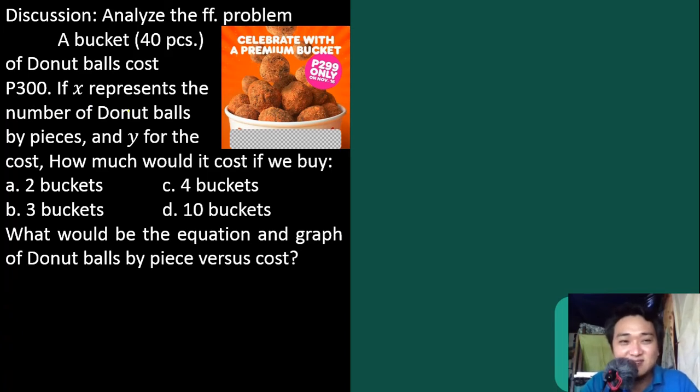If x represents the number of donut balls by pieces and y for the cost, how much will it cost if we buy 2 buckets, 3 buckets, 4 buckets, and 10 buckets? And what will be the equation and the graph of donut balls by piece versus cost?